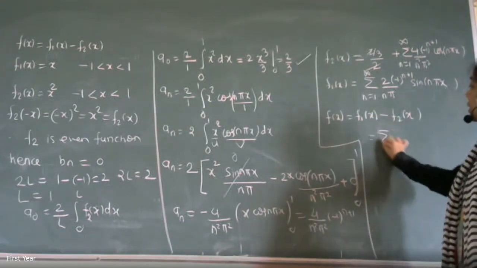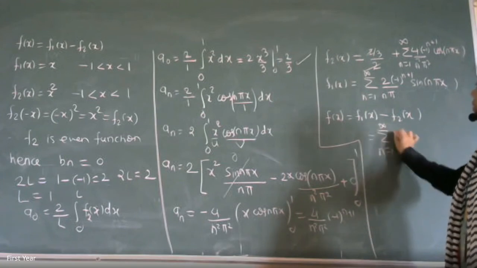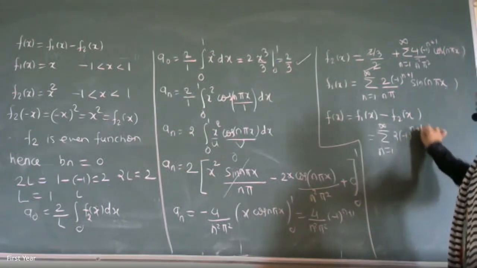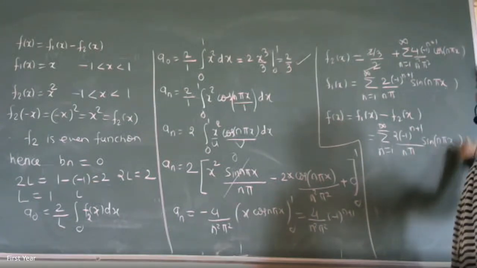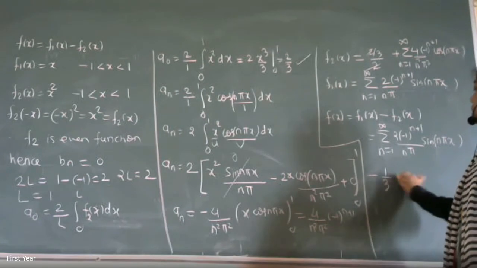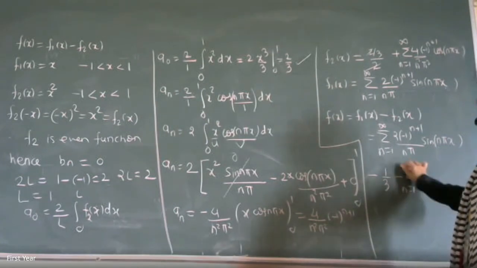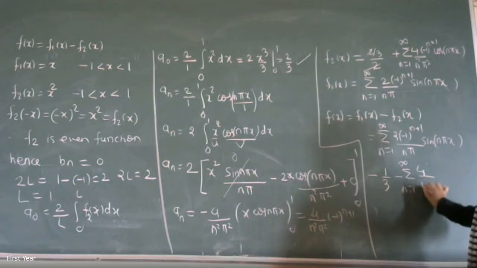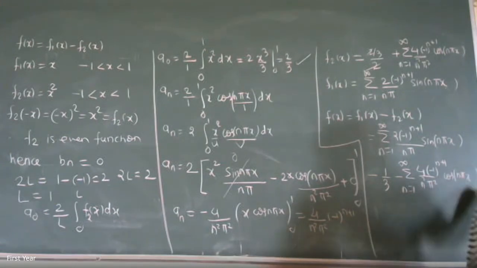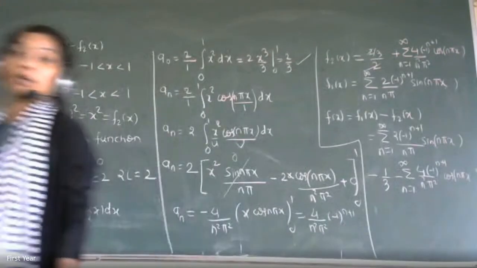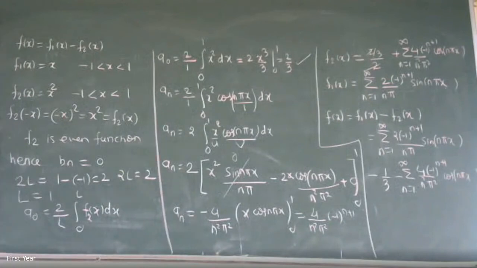f1 of x is summation n from 1 to infinity 2 into minus 1 raised to n plus 1 upon n pi sine of n pi x, minus 1 by 3 minus summation n from 1 to infinity 4 upon n square pi square into minus 1 raised to n plus 1 cos of n pi x. That's your Fourier series expansion for the function x minus x square. Is this clear to everyone? सभी को समझ में आया क्या?